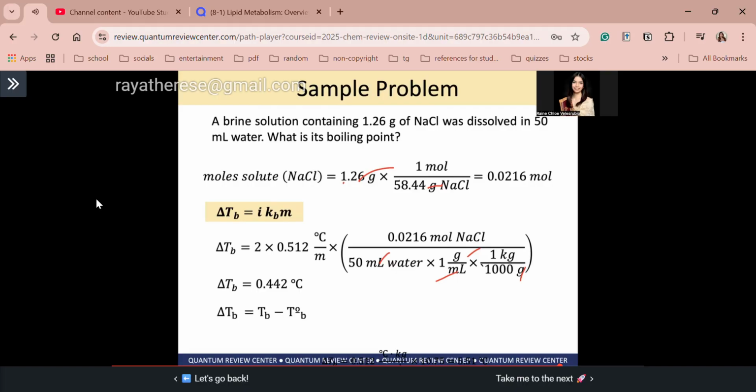Now, that's not finished yet. We have to solve for the boiling point of the solution. How do we solve that? Using this equation, the boiling point of the solution is equal to the change in TB plus the boiling point of water, your solvent. So that's 0.442 degrees Celsius plus 100 degrees Celsius. You should know that, the boiling point of water. And that's equal to 100.44 degrees Celsius. That is the answer.